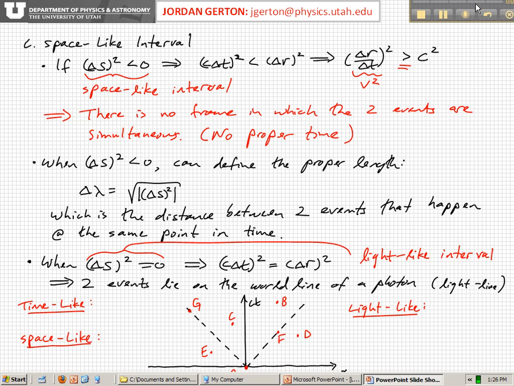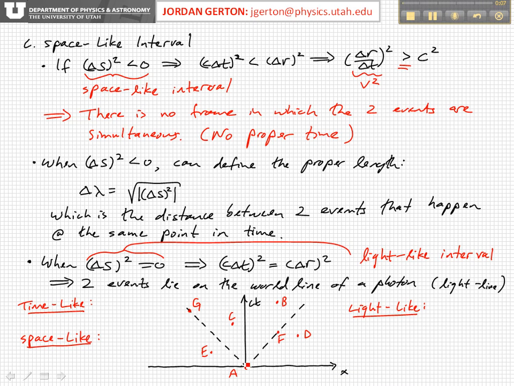Okay, so in terms of a space-time diagram, which I've written down here, I've put a bunch of events on the space-time diagram in a particular reference frame. And I've put one event at the origin of this reference frame, A. From what we've discussed in terms of the interval being greater than 0, less than 0, or equal to 0, we can actually categorize the interval between two events on a space-time diagram simply by looking at it.